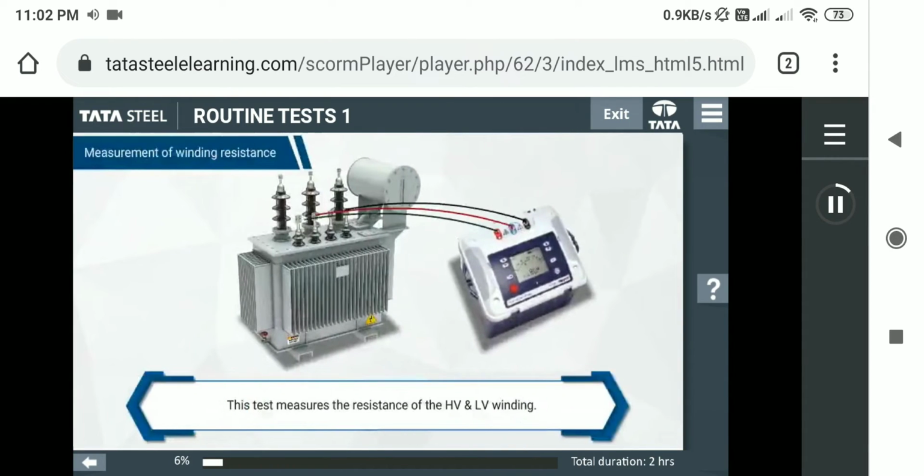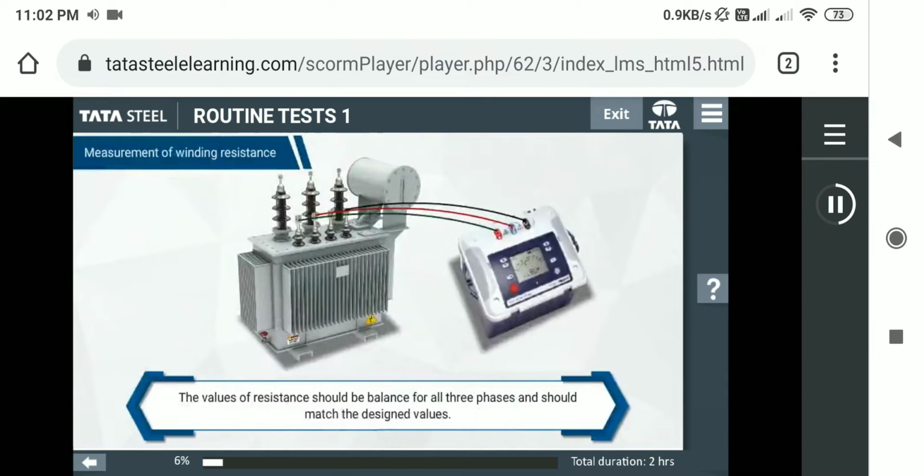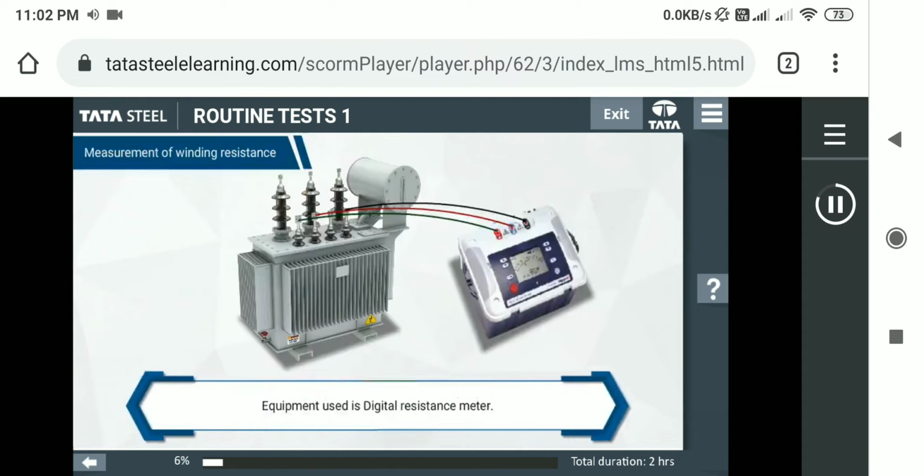This test measures the resistance of the HV and LV winding. The values of resistance should be balanced for all three phases and should match the designed values. Equipment used is digital resistance meter.